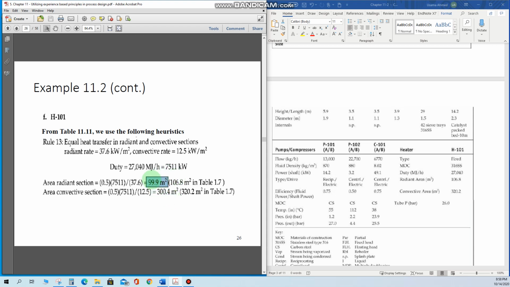Okay, now you have to compare these two heuristic results with the actual results that are in the table here. So the radiant area is equal to 106.8. In our heuristic we get 99, almost 100, and the convective area is 320, and we get around 300. So we can see that by using the simple equation for the heuristic, we can get close values for the areas required for this heater. Okay, so this is the last part that we have to solve in this chapter.